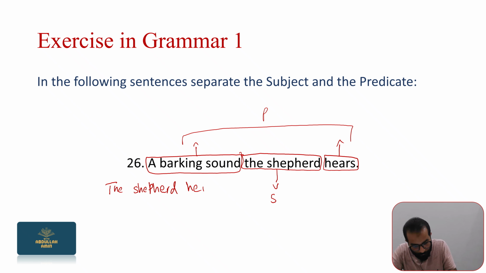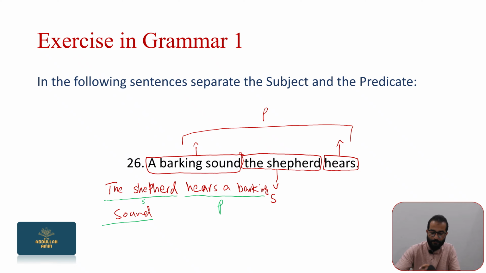Now you will use the verb. Oh, here's a barking sound. This is the structure we are using these days, so this is easy for you. Let me change the color of my pen, like use green. The shepherd, now it's easy for you to understand. This is the subject and the rest of the part, hears a barking sound, is the predicate. So this one was different.